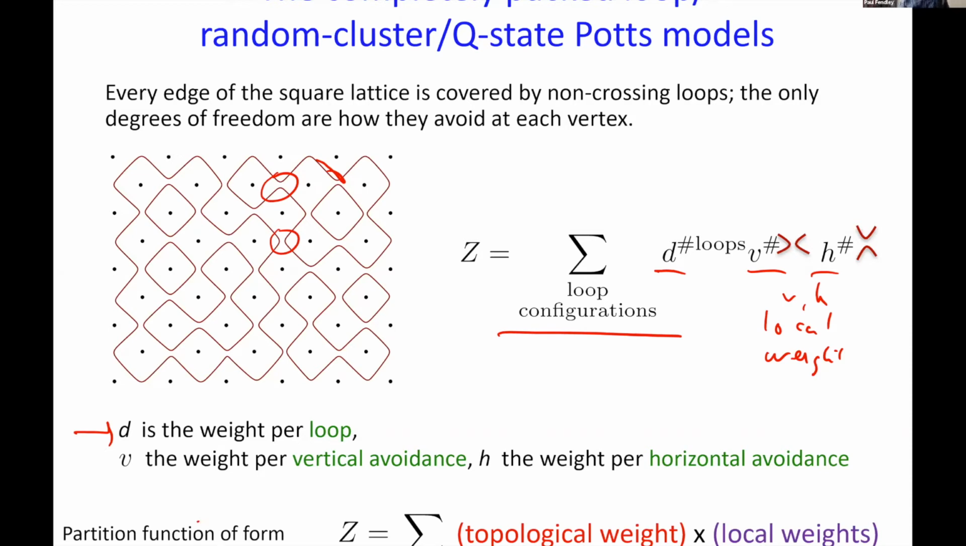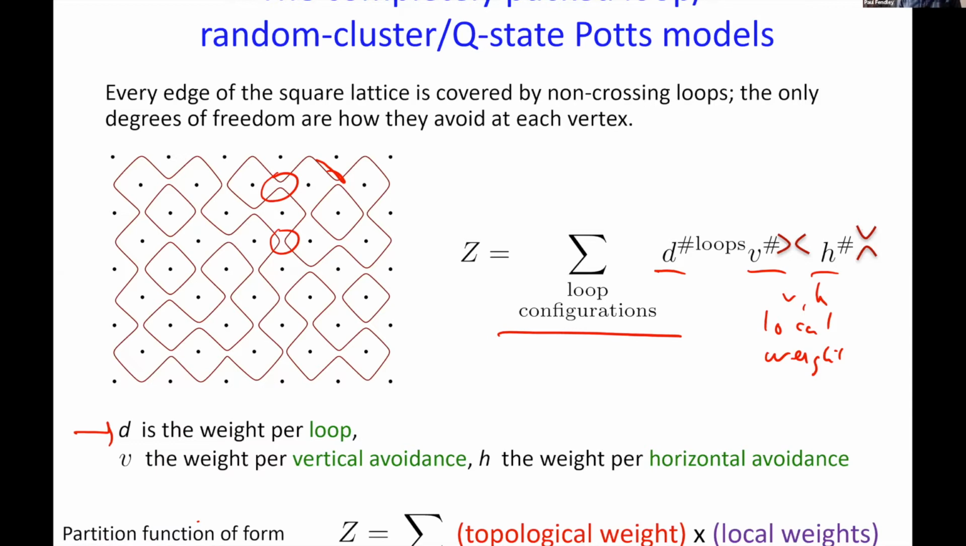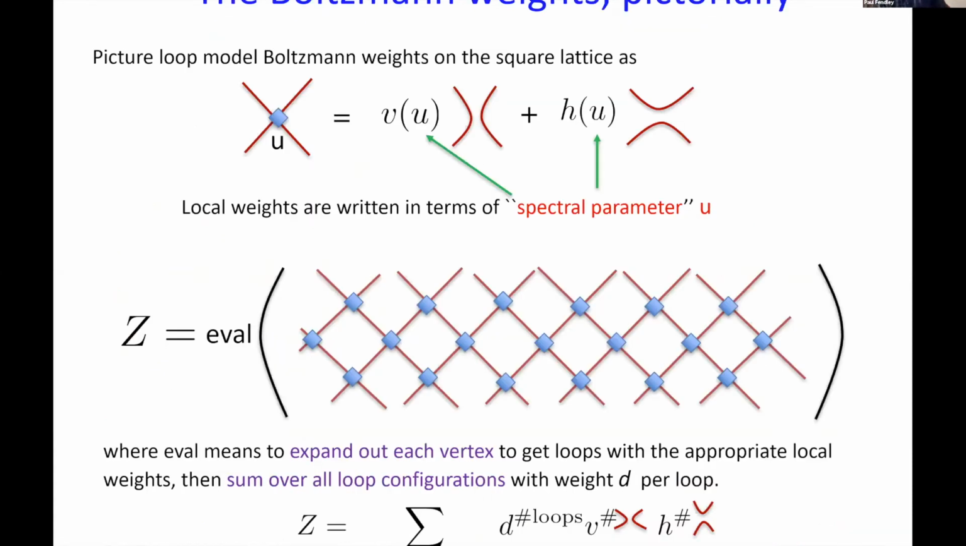And then just to say the general form of the partition function here, you've got a topological weight, which is the D to the loops. So that's topological. And then you've got this local stuff, which is the number of avoided crossings of the two types of avoiding. And that's the generic form. For general categories, the weight gets more complicated than counting loops, but that's the general form of all of these models.